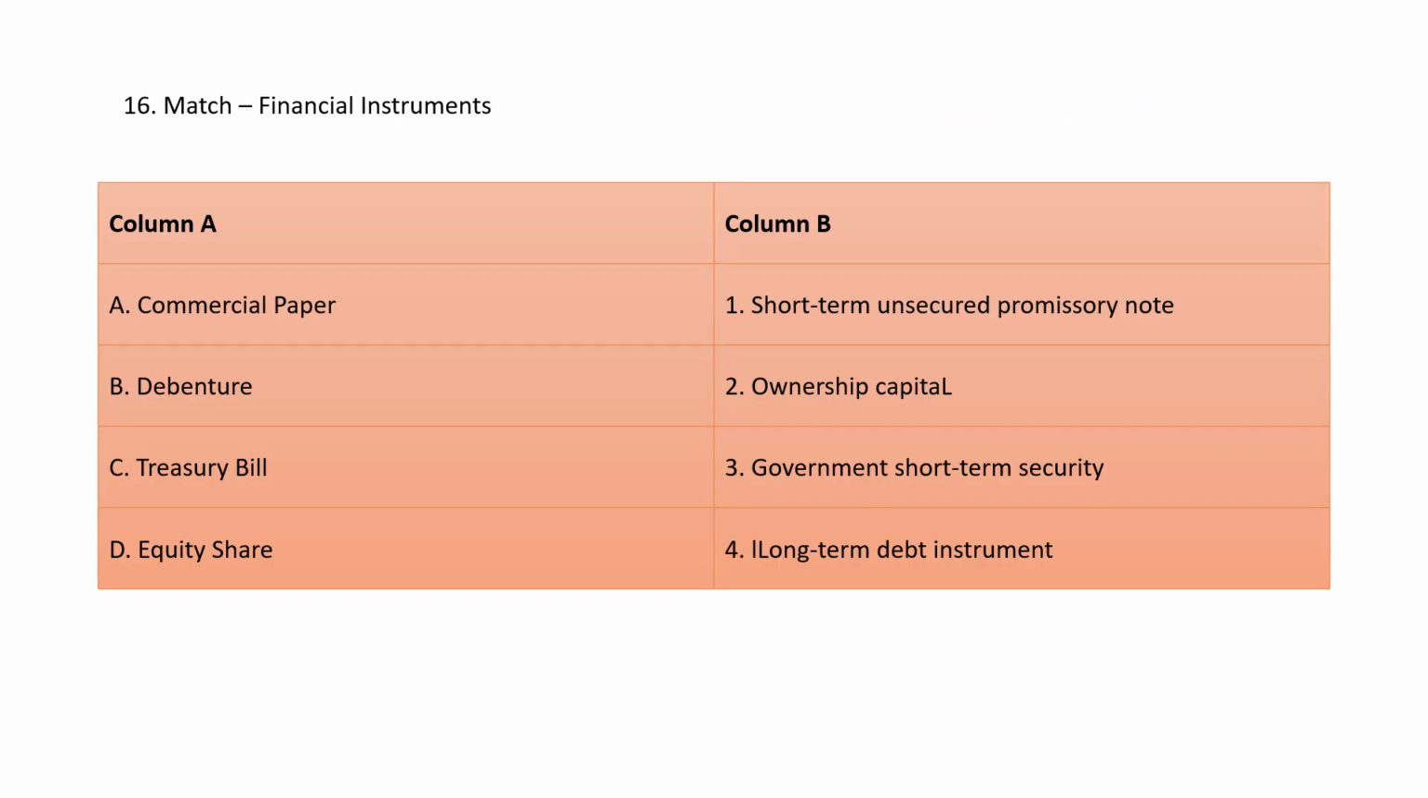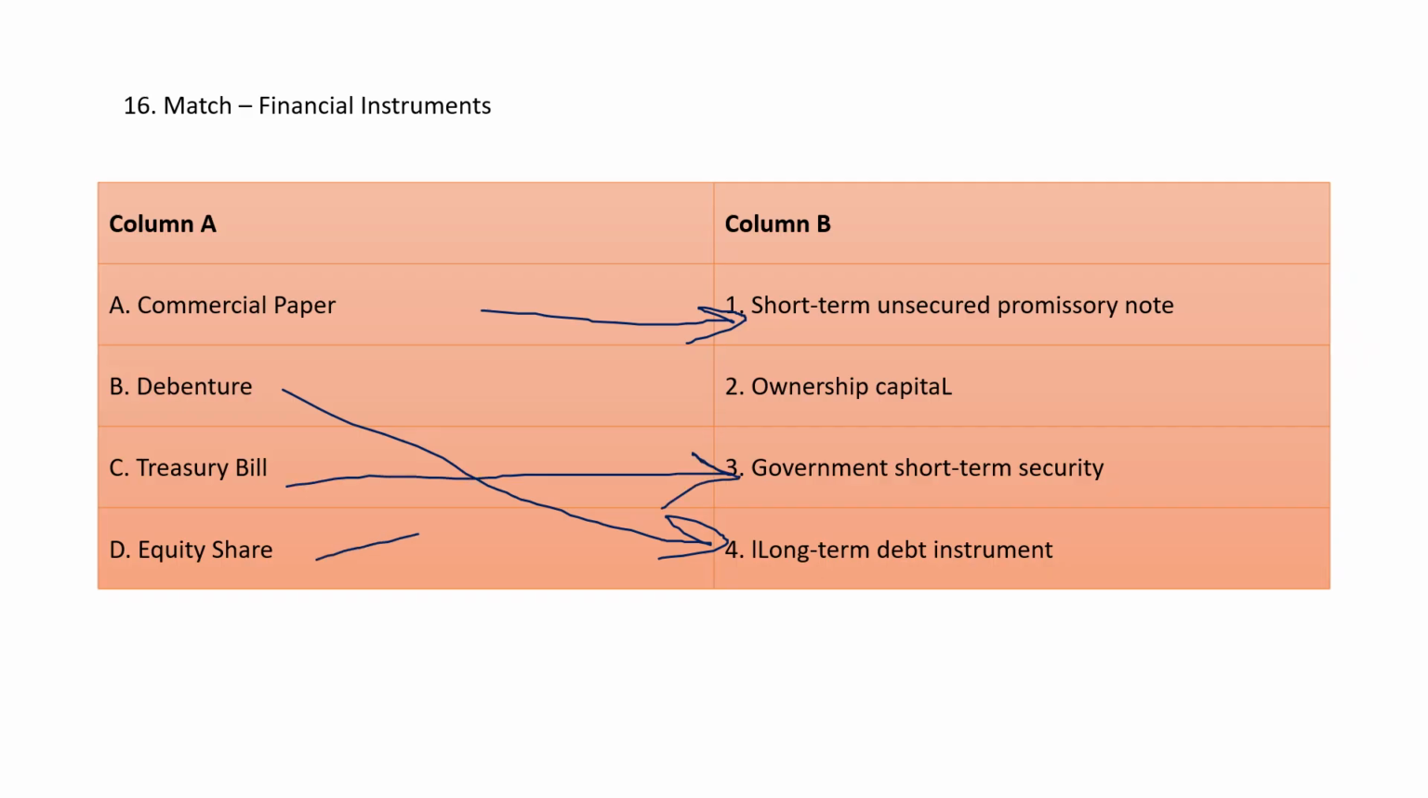Here we have a match the following question based on financial instruments. So here I have not written the options. We can simply match which option will match with which. Commercial paper is short term unsecured promissory note. Debenture, long term debt instrument. Treasury bill, government short term security, and equity share is ownership capital.